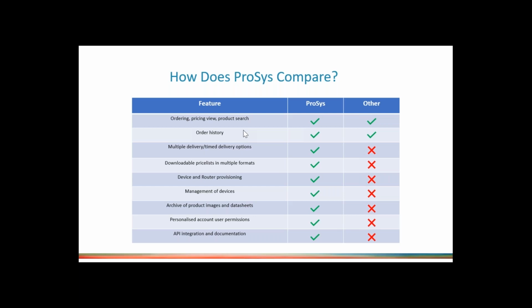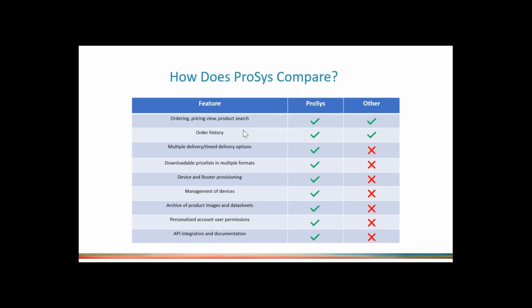We've also got an archive of product images and data sheets available on ProSys, so you can find a big archive of all the different material that we have for easy access. That can be used if you upload loads of images to your website, along with data sheets. It can all be found in ProSys without having to Google it yourself, or having to ask a manufacturer.